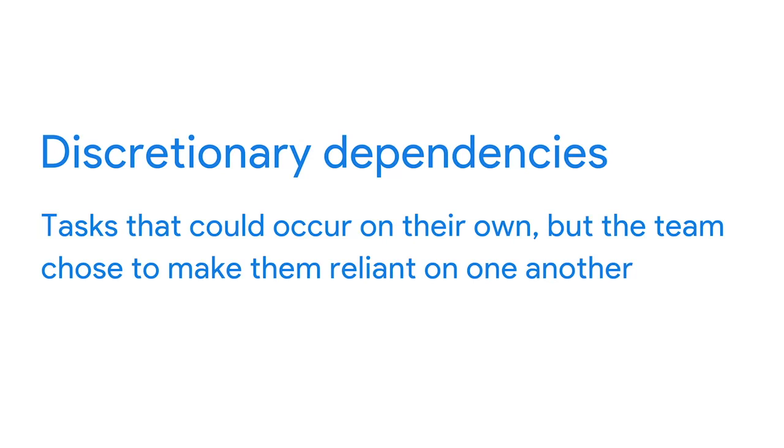Lastly, discretionary dependencies are defined by the project team. These are dependencies that could occur on their own, but the team saw a need to make those dependencies reliant on one another. For instance, the construction company may be using concrete from a new supplier and want to run a test, pouring a portion of the foundation to get a better estimate of the total amount of product they'll need to complete the foundation rather than buying too much or too little product up front. The task of pouring a portion of the foundation comes first because the team needed more information before making a decision.